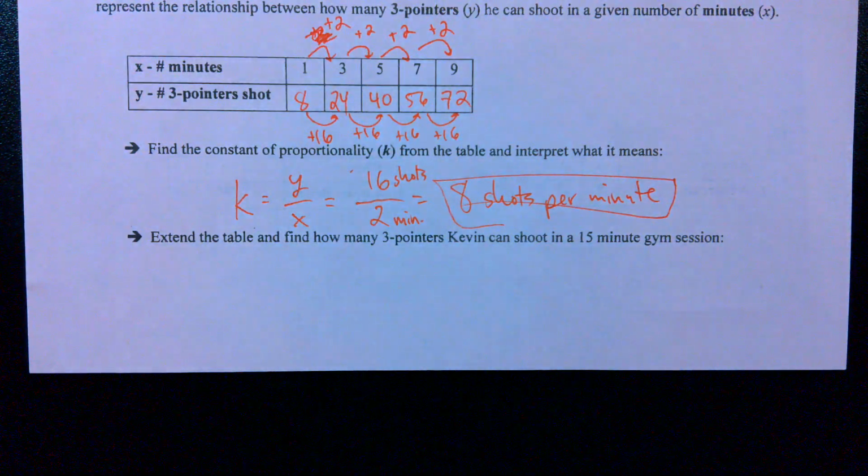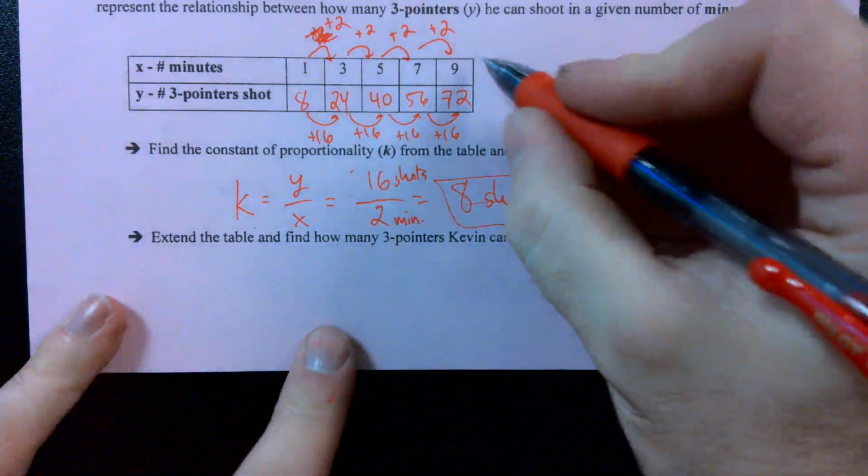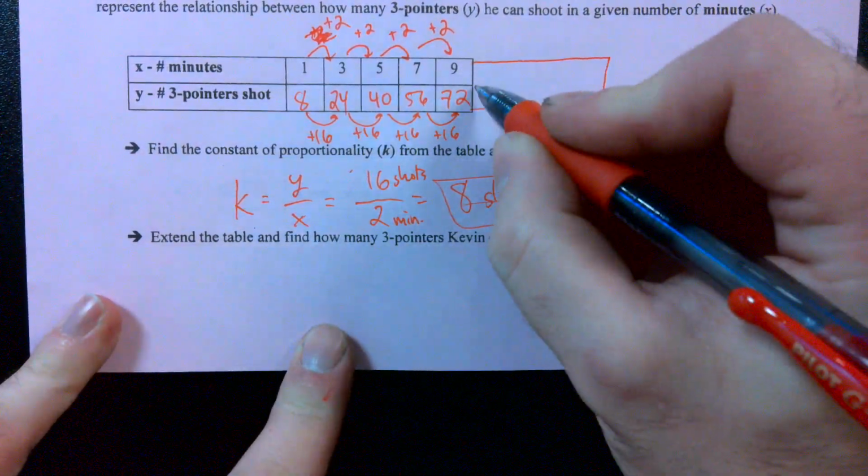Now we're going to do something else. We're going to extend the table. What does it mean to extend something? To make it longer. That's right. So we're going to give it a little bit more boxes.